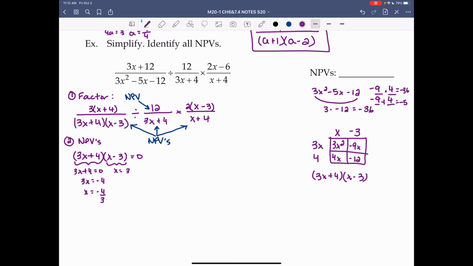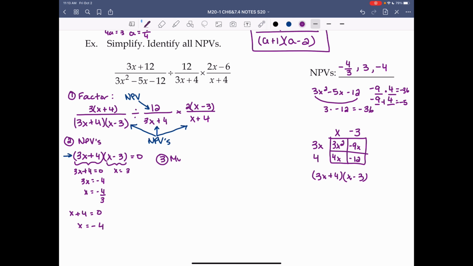The next denominator is 3x plus 4, but we already did that. We had that one right here, so we don't need to do that again. We already have the NPV for that. And then the last one is x plus 4. When is that equal to 0? When x is equal to negative 4. Then our NPVs were negative 4 over 3, 3, and negative 4.